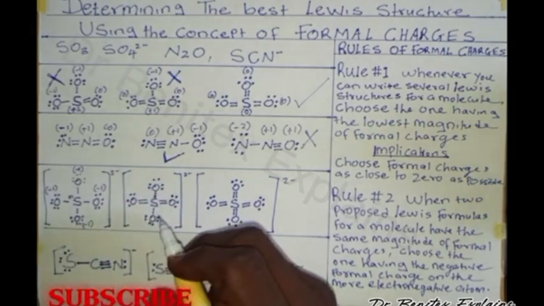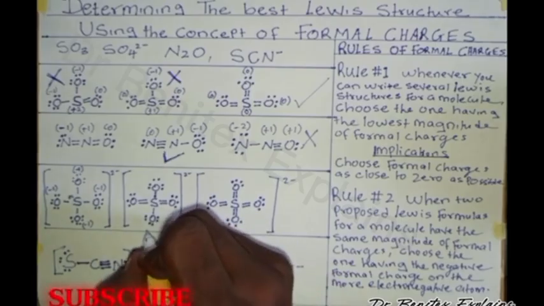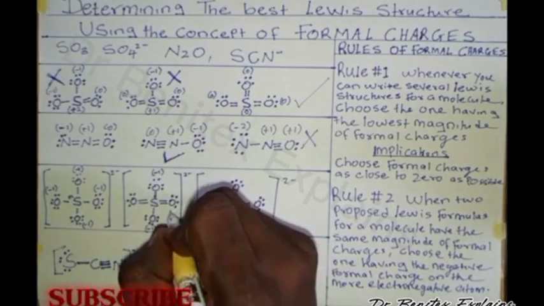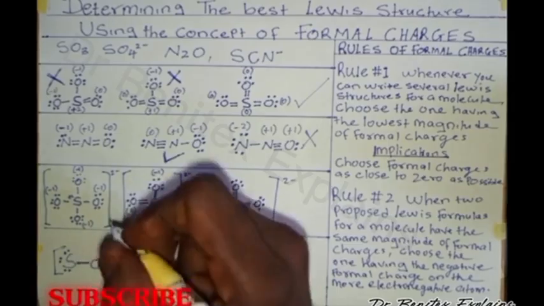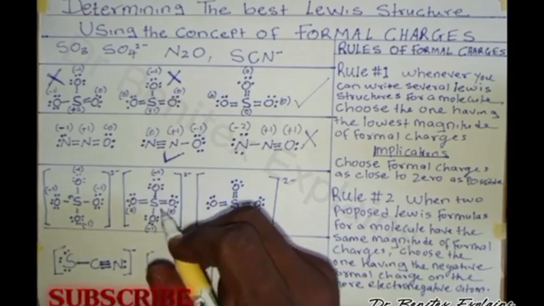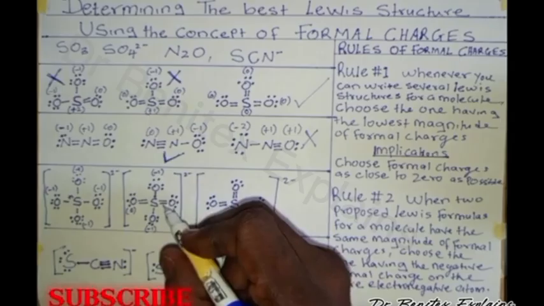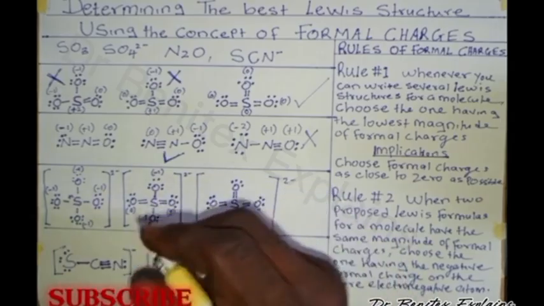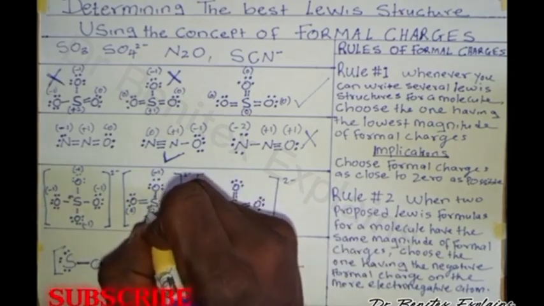So let's go to the next structure. For the next structure, we have that this oxygen here is -1. This one is -1. This oxygen here is 0. This one is also 0. What about the sulfur? Now for the sulfur here, let's check. Sulfur is in group 6. 6 minus, how many bonds are there? 1, 2, 3, 4, 5, 6. Okay, 6 minus 6 is 0 because there are no dots. So the formal charge on this sulfur atom here is 0 as well.